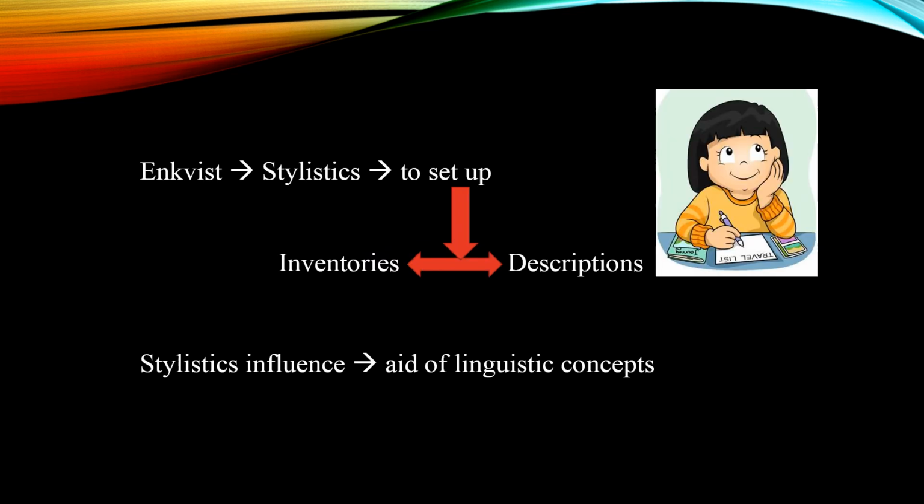We are going to take the theories of different stylisticians who have given theories about stylistics under linguistics. The first one is Enkvist. He has said that there are some inventories and some descriptions which all influence language, and such can be taken as an aid of linguistic concepts, either in phonology or morphology, as a phoneme or a morpheme, or it may be considered in a semantic or syntactic way.